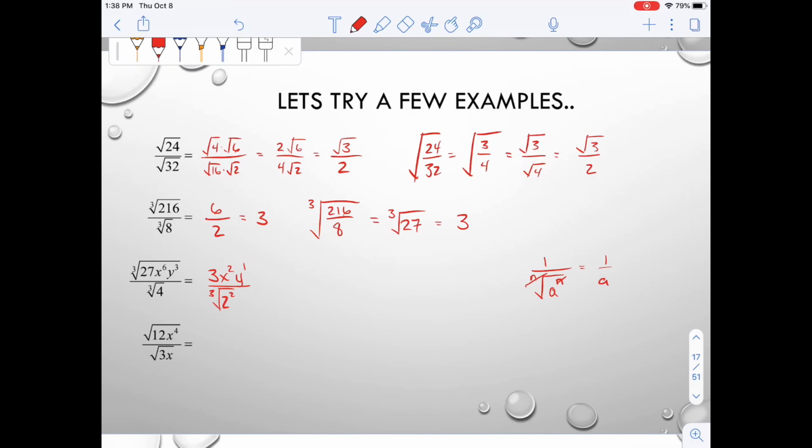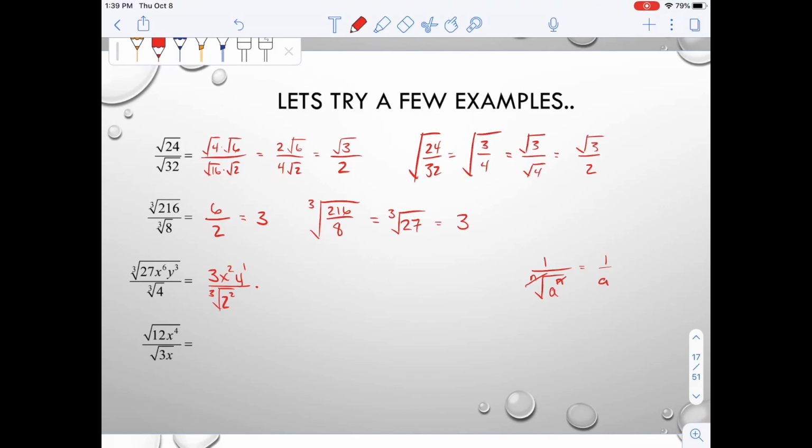I could do this with the 4, and I could multiply by cube root of 4 squared over cube root of 4 squared. The problem is now I'm going to have something that later I'm going to have to reduce back out. If I do this with the smallest value possible, then there's a high likelihood that I don't have to reduce after. It's still possible, but it's likely I don't.